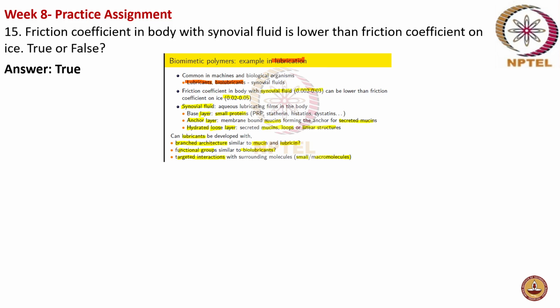Otherwise, if there is friction, the bones start colliding with each other and start disintegrating. So this synovial fluid plays a very vital role, and that is why in people with arthritis, osteoarthritis, what mainly happens is that the synovial fluid content decreases. That is why your bones start colliding with each other and disintegrating. There is a reduction in the bone density, and the bone starts breaking.